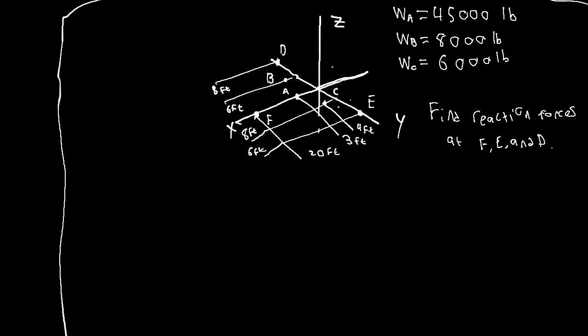so we have an airplane. I can't draw, so I haven't drawn the airplane, I just drew the points of interest. We're given that the weight at point A is 45,000 pounds. The weight at point B, right here, is 8,000 pounds, and the weight at point C, here, is 6,000 pounds. I haven't drawn that on there because the diagram's already pretty cluttered.